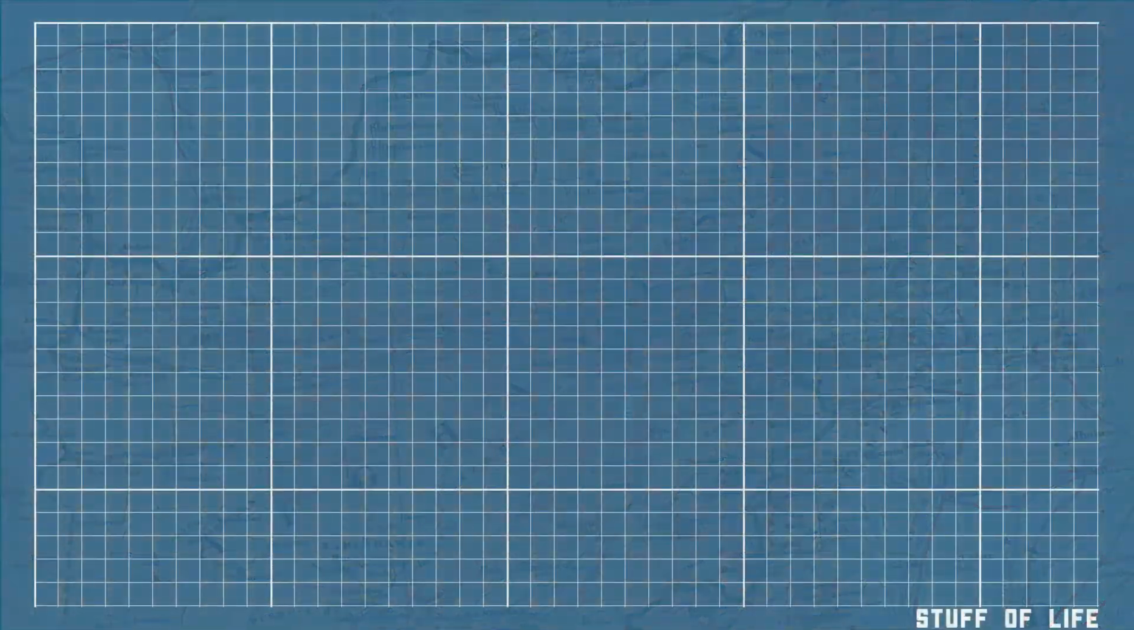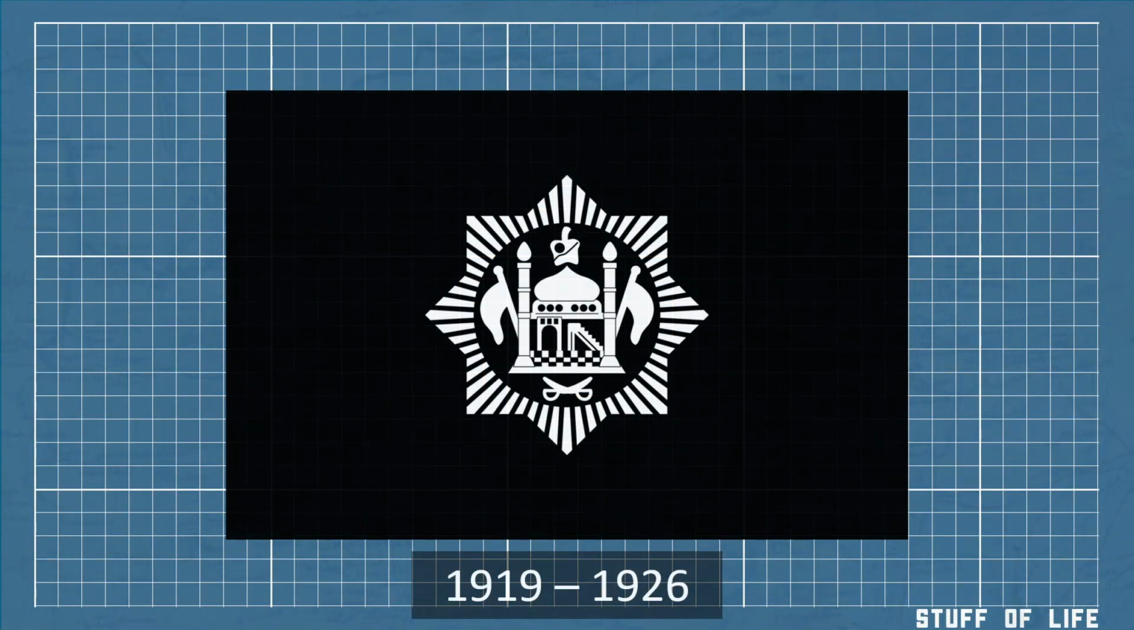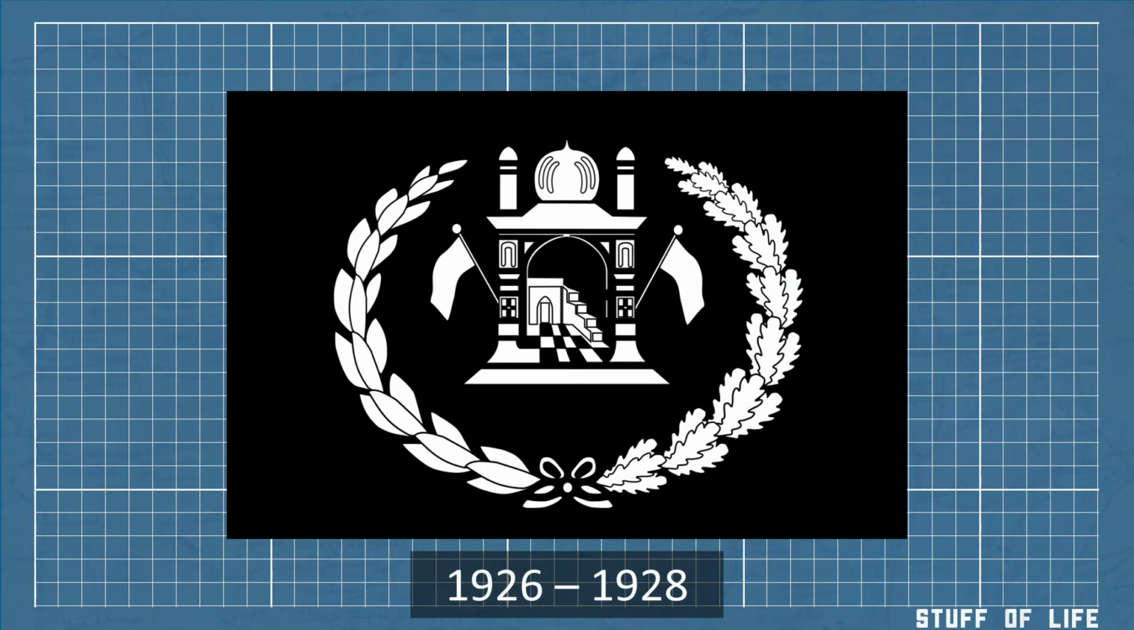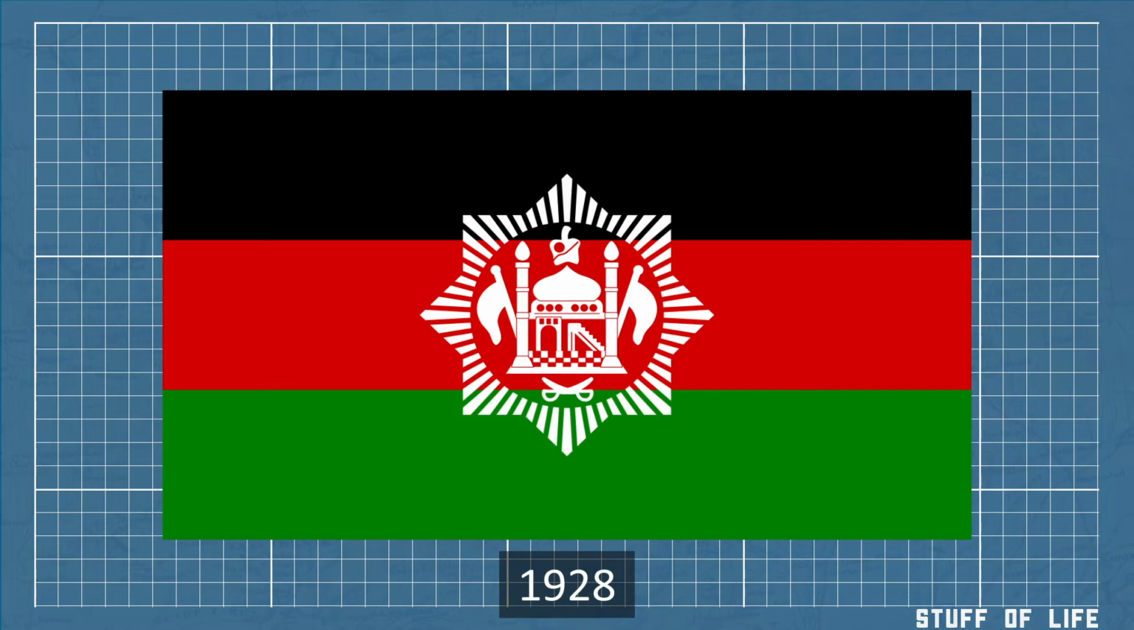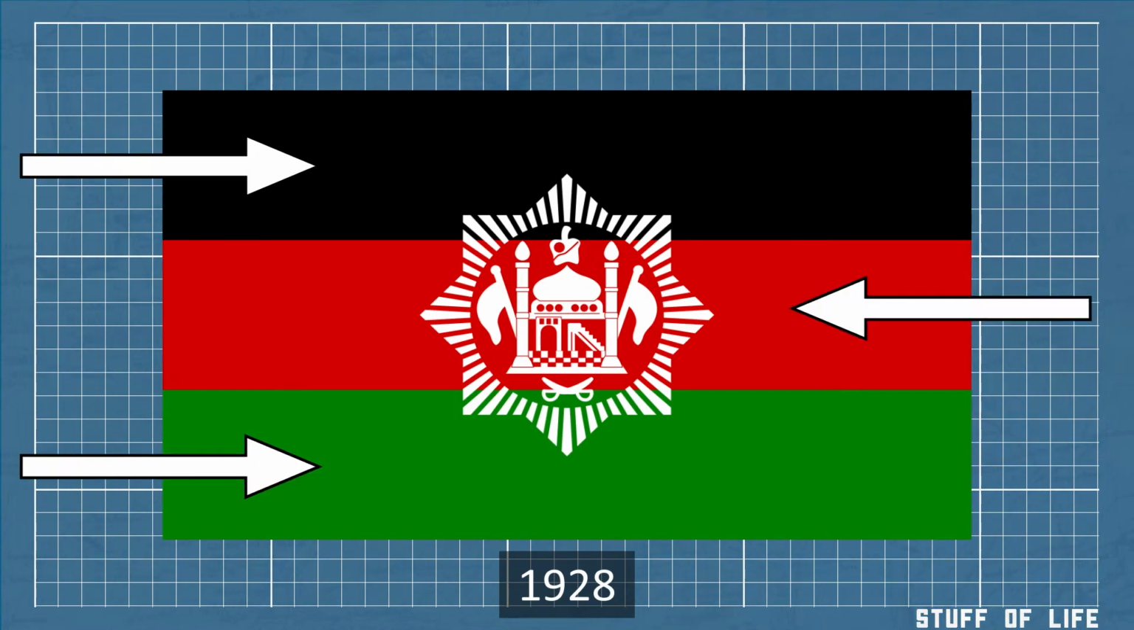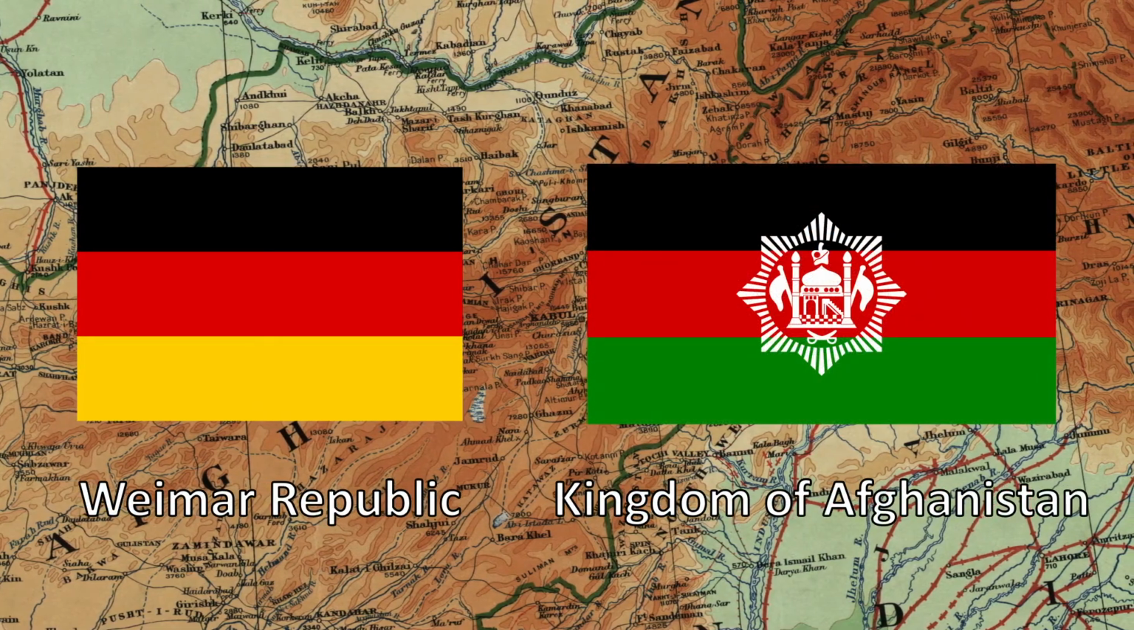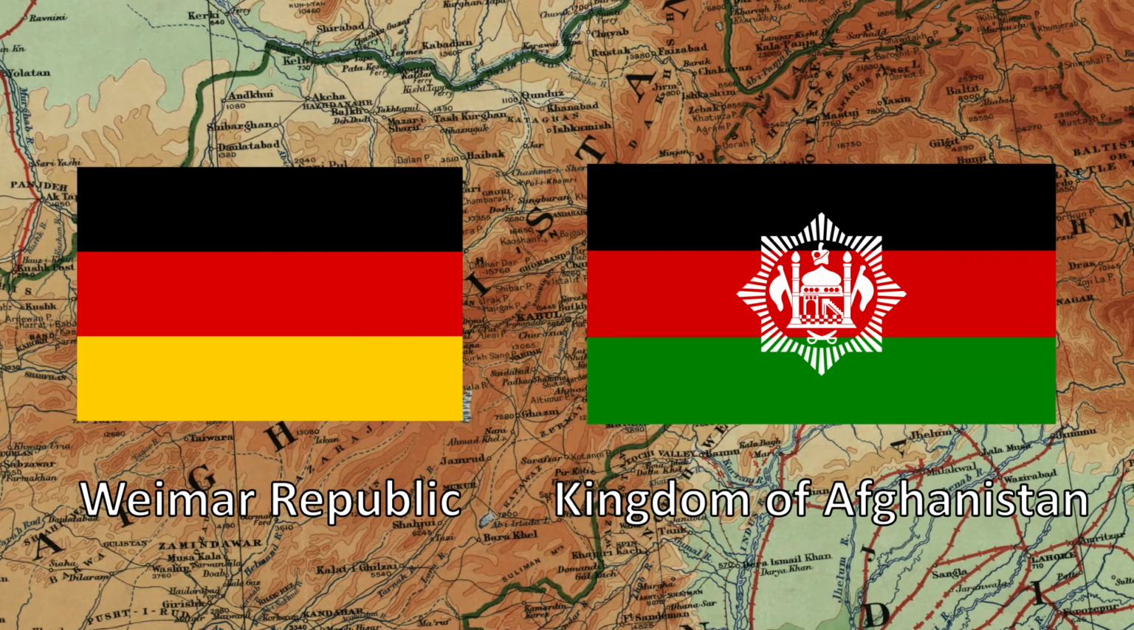In 1926, King Amanullah replaced the octogram with sheaves of wheat again and modified the design of the mosque. This design will be used as a template for future flags. 2 years later, there's a third design flown under the rule of King Amanullah. This one has 3 horizontal bands with the black, green and red colors, allegedly deeply inspired by the Weimar-era German flag when he was visiting Europe in 1928.